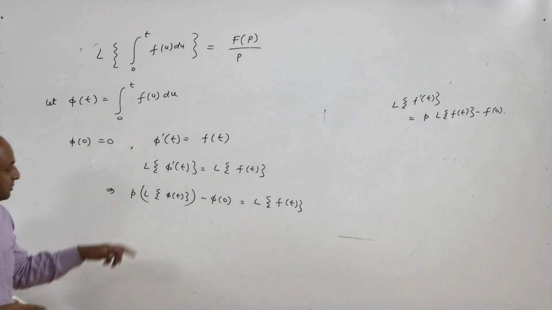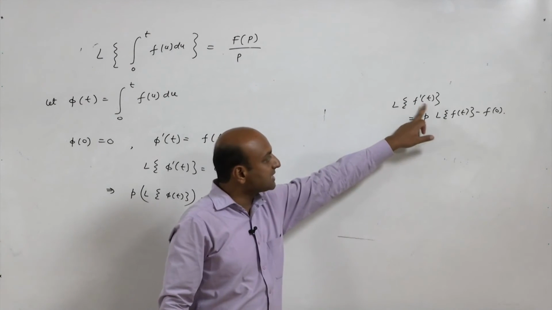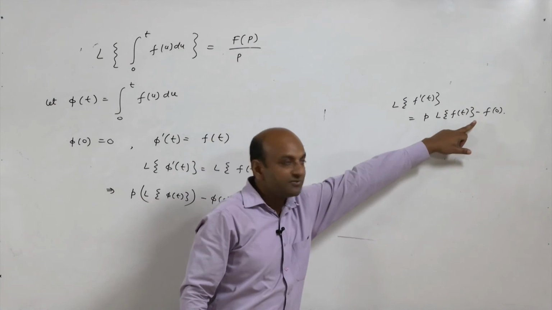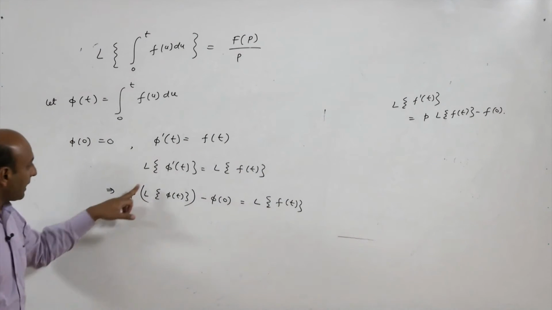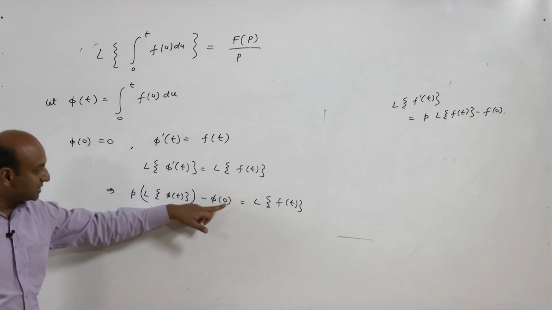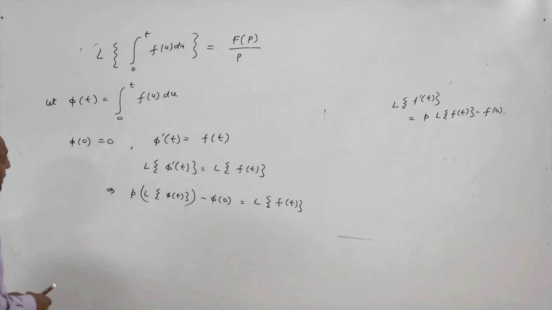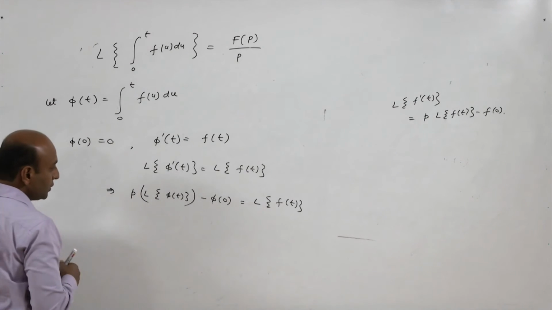So, Laplace transform of phi dash t is nothing but p into Laplace transform of phi t minus phi 0. So, p into Laplace transform of phi t minus phi 0 is equal to Laplace of f t, because these two are equal. Now, phi 0 is 0.